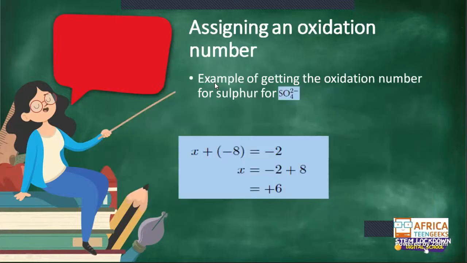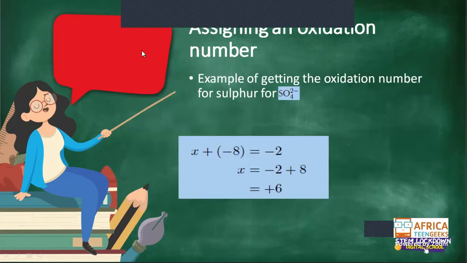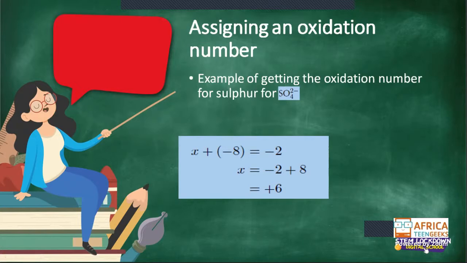So, assigning oxidation number. Here's another example that I've made for you guys. This one is not balanced, because you're not always going to get a balanced one. Sometimes you're going to get ones that are not balanced. For example, this one has SO4 with a 2 minus there. So this is an example of getting the oxidation number for this equation. What will that be? We know that this plus this must give us -2.